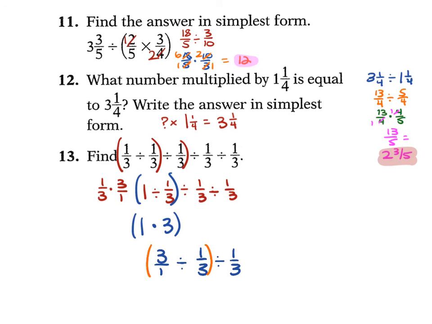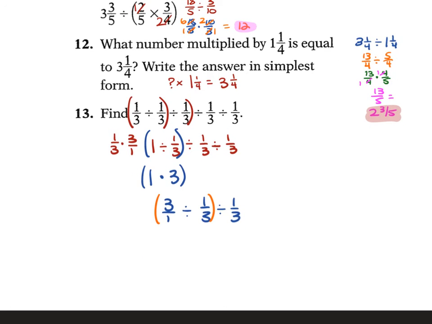So now I'm going to do this part. So keep change flip. That's going to be 3 over 1 times 3 over 1, which is 9. Then divide that by 1 third. So that's going to be 9 over 1, or 9 times 3, which is 27.